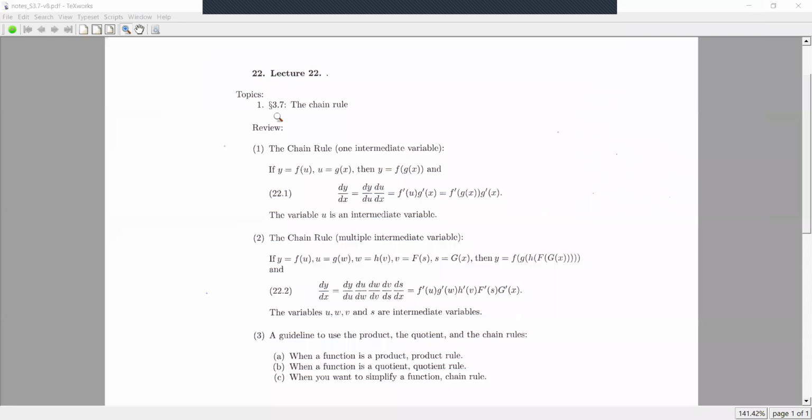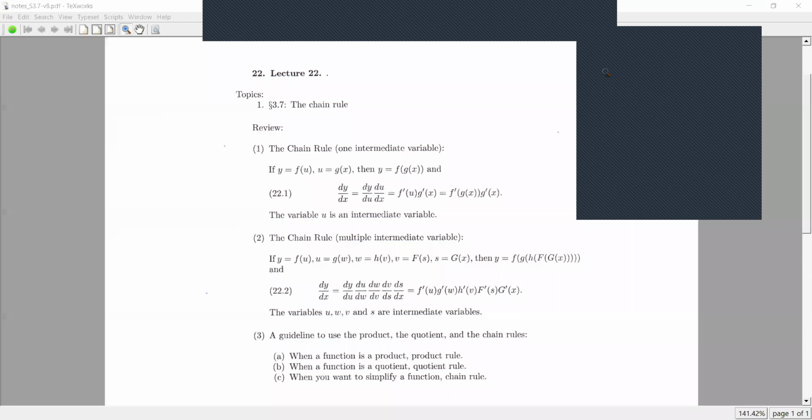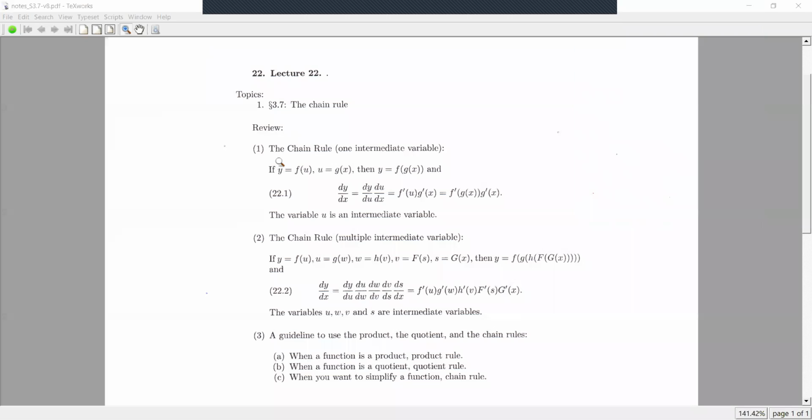Today, I want to show you more examples about the chain rule. Take a review. The chain rule has two formulas. One is with only one intermediate variable. The other is with multiple intermediate variables. Here is the formula for one intermediate variable.